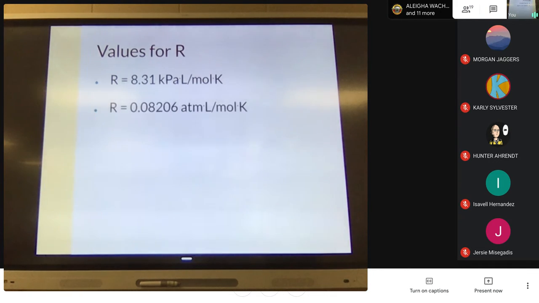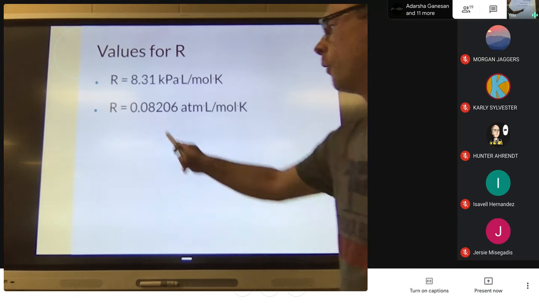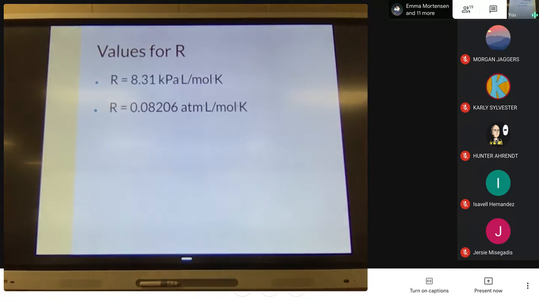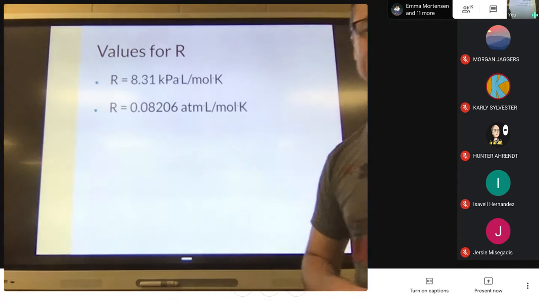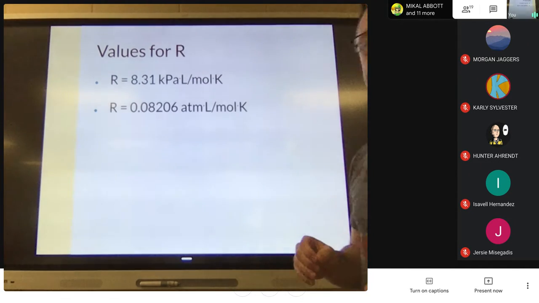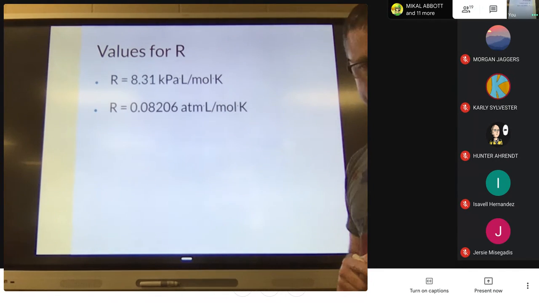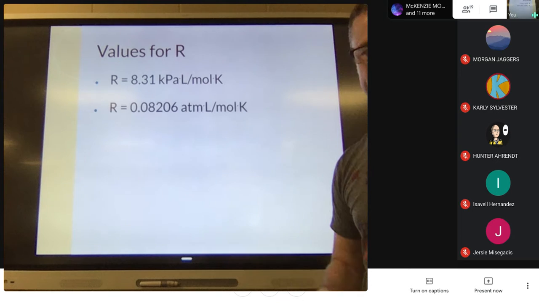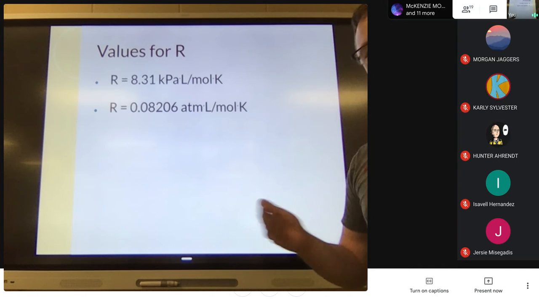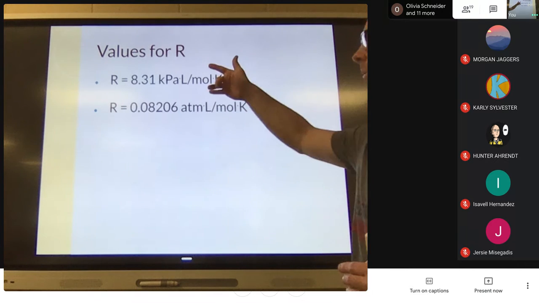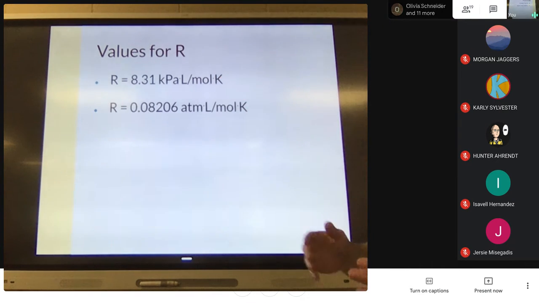The other value for R that we can use in our problems is 0. Don't forget that 0. That's huge. That's what everybody does wrong when they first screw this up. 0.08206. And that's labeled in atm, liters, mole Kelvin. All right, so now the thing is, what gives? Why do these things have such greatly differing numbers? And why do they have these crazy, crazy labels?